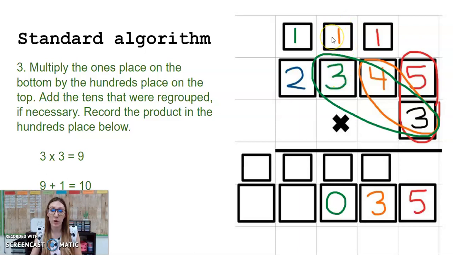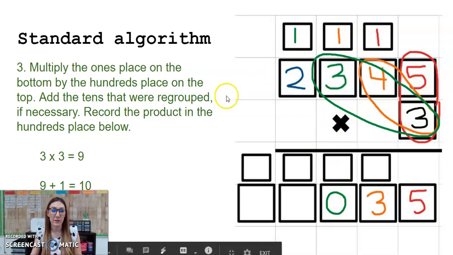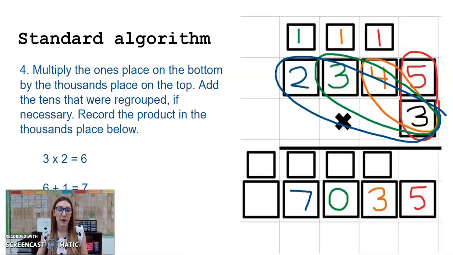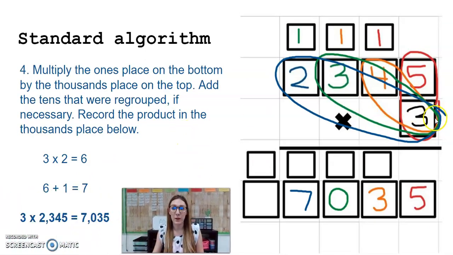So 9 plus 1 gives me a total of 10. So I'm going to drop my 0, carry my 1 to the thousands place. Next, I'm going to multiply the ones place by the thousands place. So 3 times 2 gives me 6.